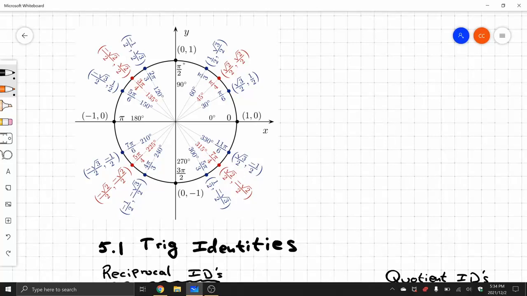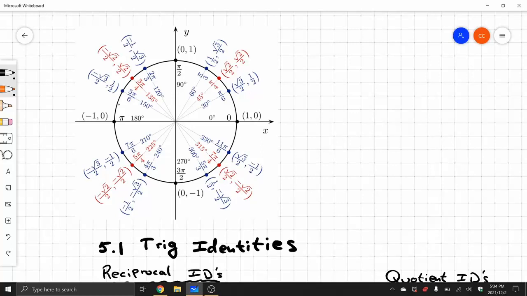Keep in mind I'm subtracting, so I'm going clockwise on my curve here, okay? So I'm going to pi over 2 and I'm subtracting 60 degrees. That's going to land me here at 30 degrees or pi over 6. And look here, I have a sine at pi over 6 of 1/2. Okay, so it checks out.